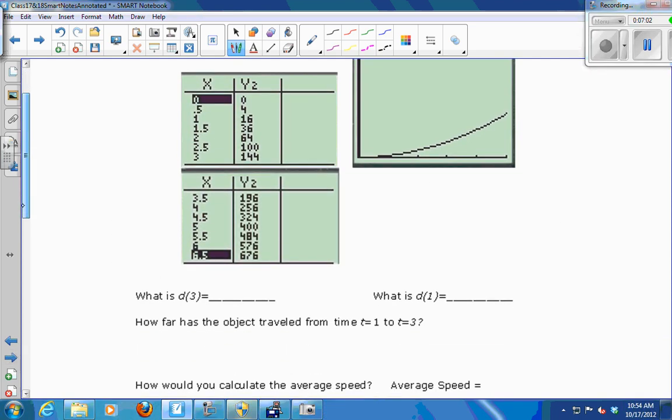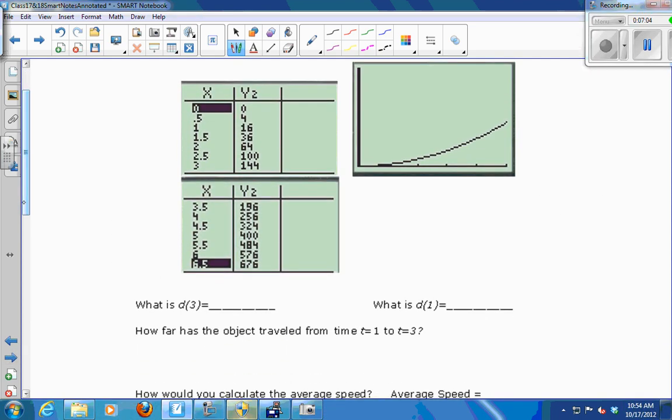So I have some screenshots here, a table and the graph. What is d of 3? You should be able to answer without using your calculator, just from these pictures. 144, yep. So d of 3 means what is the distance after 3 seconds, right? Because 3 is the input. They're asking for the output when 3 is the input, so you get 144.